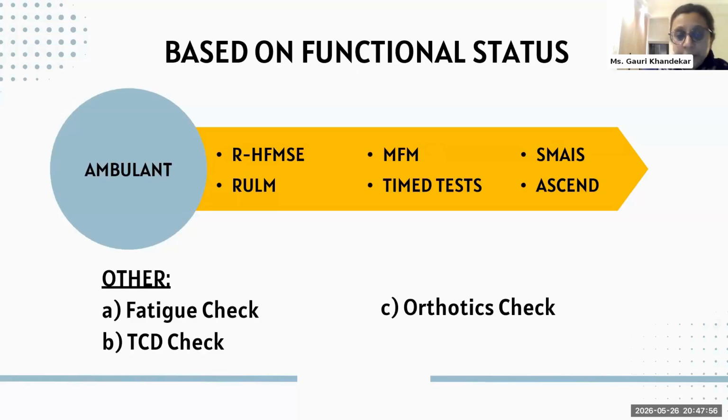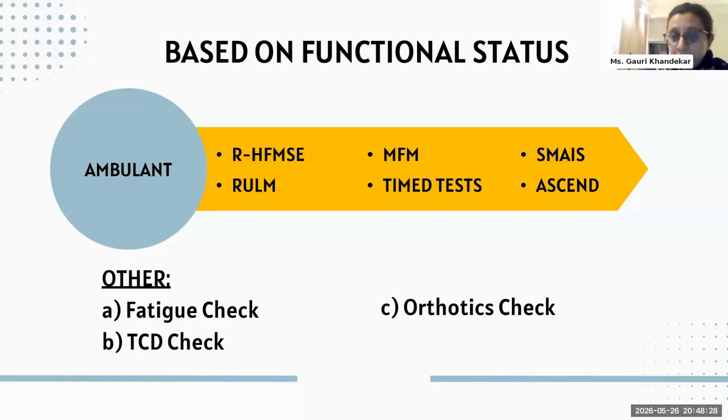Then for the ambulant, it is revised HFMSE, then RULM. MFM is the Motor Function Measure that we have not included here, but it is a good test. It's not exactly validated for SMA, but it gives us a lot of idea about the function, which varies from the upper limb function to the trunk to the lower limb. So in our setup, we use MFM also.